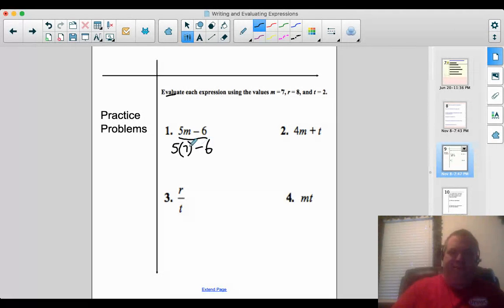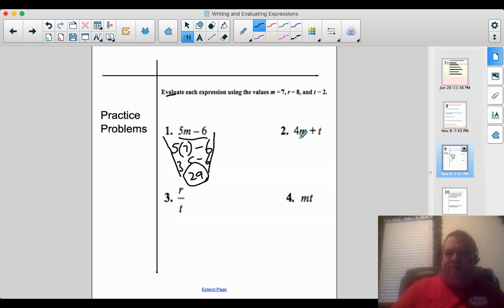Order of operations tells me to do the multiplication first. So I got 35 minus 6, which when I subtract, I get 29. So evaluating this for m equals 7 gives me 29. That's what this expression is equal to when m is a 7. Okay, keep in mind we have this piece of pizza shaped thing going on here. This is how we show our work for the order of operations stuff.